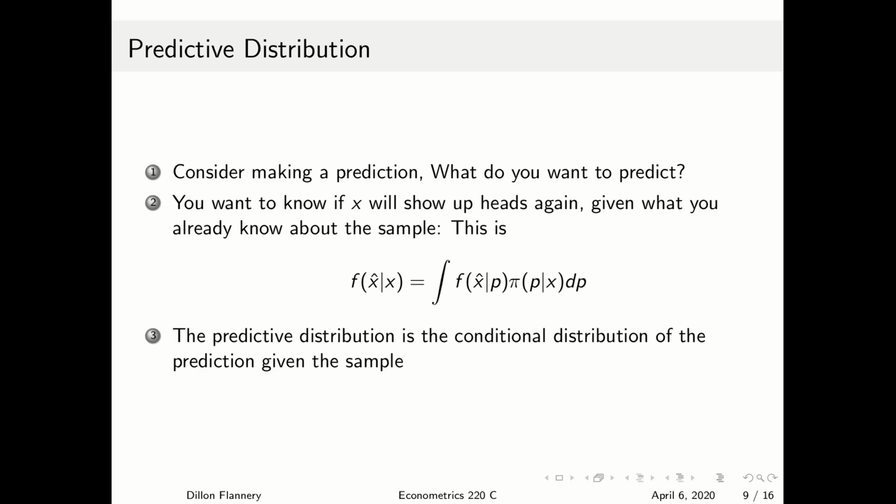So we know we want x to show up heads. Given what we already know about this, the predictive distribution becomes this quantity here. Okay, so x hat is the out of sample prediction that we want to make a prediction for. And we have our posterior distribution, where we'll have an estimate for the distribution. And this is what we're after.